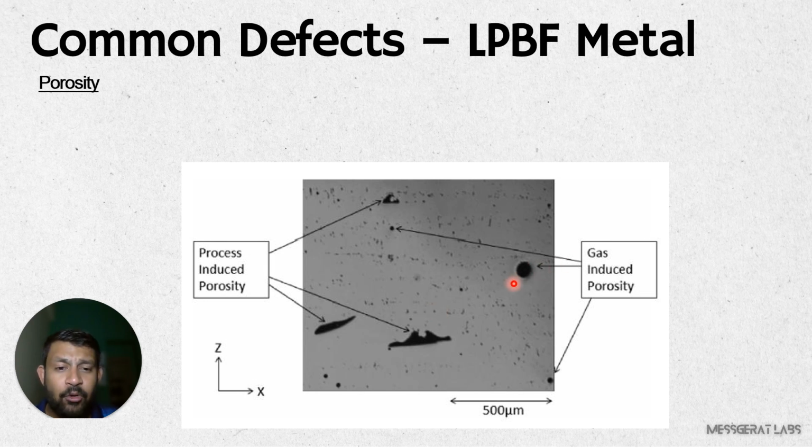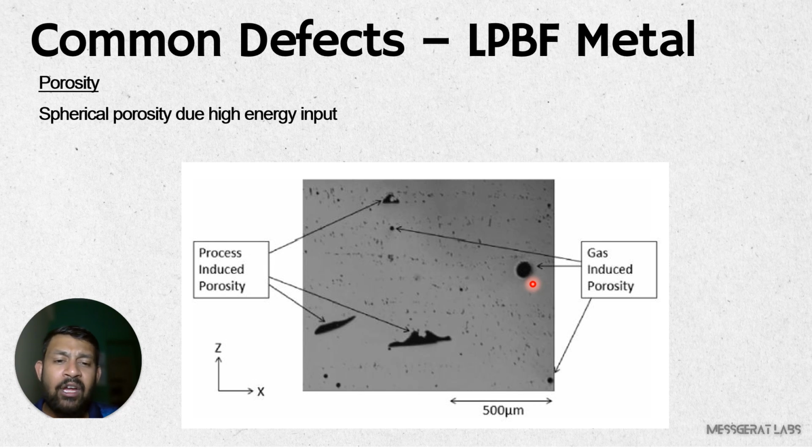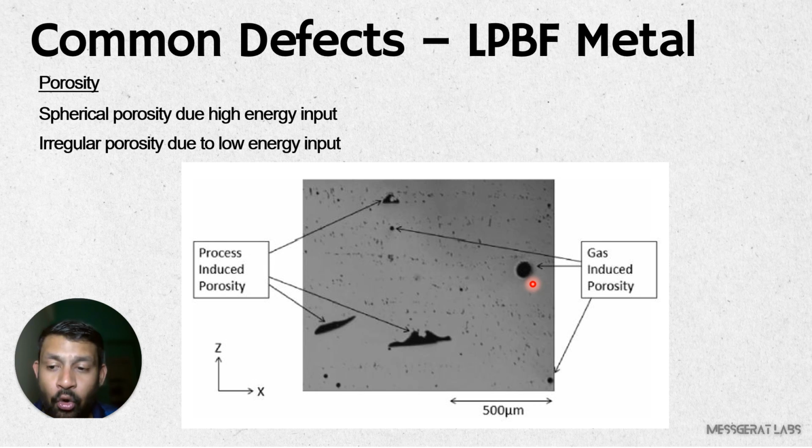You can see different kinds of porosity, regular and irregular. Regular porosity, spherical porosity, is when you have high energy input. Some of the alloying elements evaporate in gaseous form, and when they evaporate, these gas particles leave spherical pores behind. And when your energy is low, you are giving low energy input to melt the metal powder particles in LPBF, then you will get irregular shapes because that area represents unmelted powder.